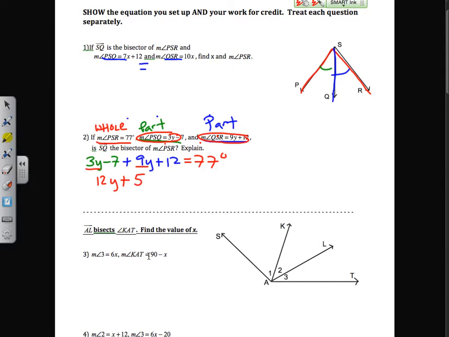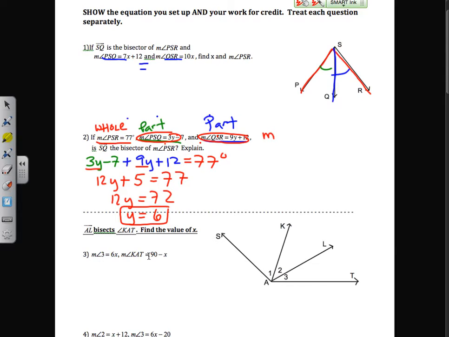Okay, so if I continue on my journey here, this is 12y plus 5 is equal to 77. So 12y equals 72, and y is equal to 6. Okay, so that's the value of y. But I want to know, is SQ a bisector?